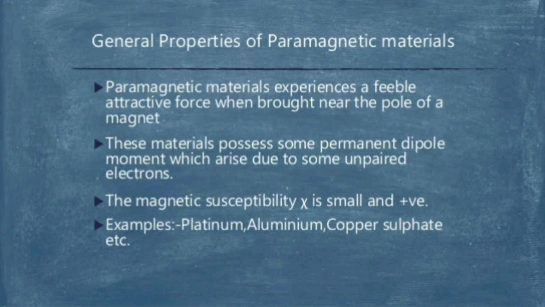Some of the general properties of paramagnetic materials are: these materials possess some permanent dipole moment which arises due to some unpaired electrons. Paramagnetic materials experience a feeble attractive force when brought near to the pole of a magnet. Example: platinum, aluminum, copper sulfate, etc.